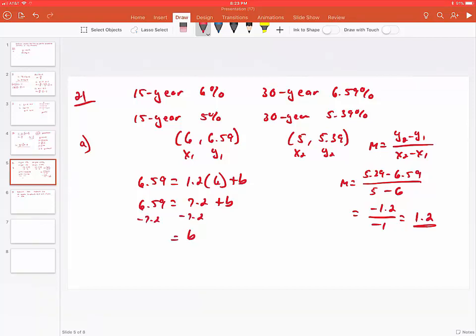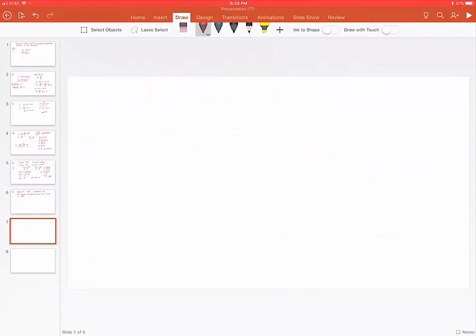And we get that b is negative 0.61. So then our equation would be y is equal to 1.2x minus 0.61. And so the next thing that we're going to do, and they're asking us here to find b, I'm going to go down here real quick. Let me rewrite my equation. So y is equal to 1.2x minus 0.61.